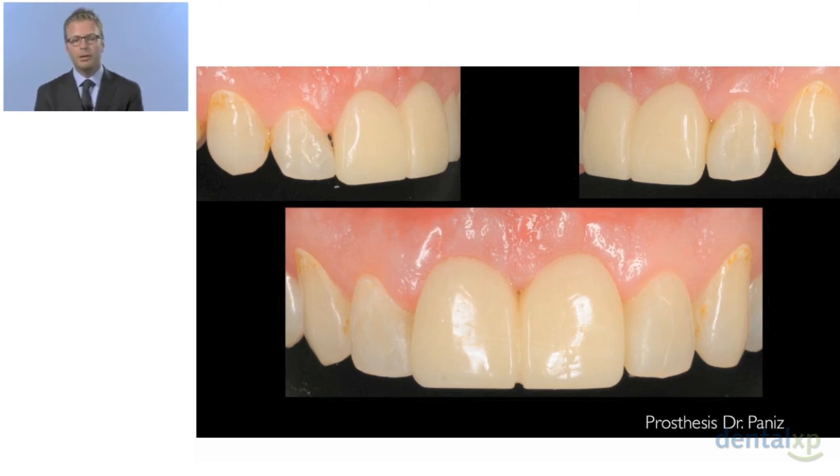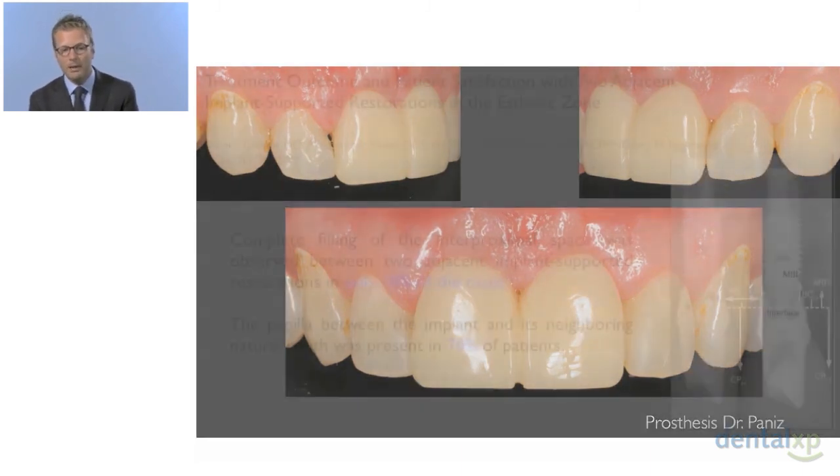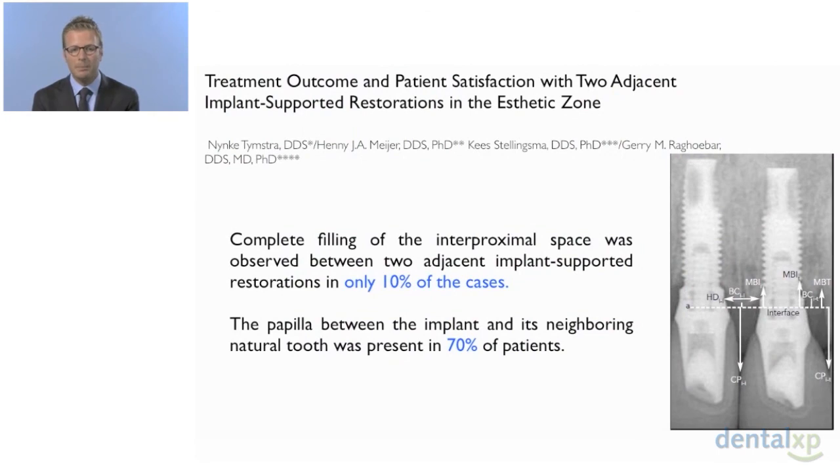Looking at the literature, it's very interesting to see that the complete filling of the interproximal space between two implants is present only in 10% of the cases. And this, in my opinion, in my experience, is due to the inter-implant distance that must be kept at least 4 or 5 millimeters, because sometimes I see that 3 millimeters are definitely not enough.